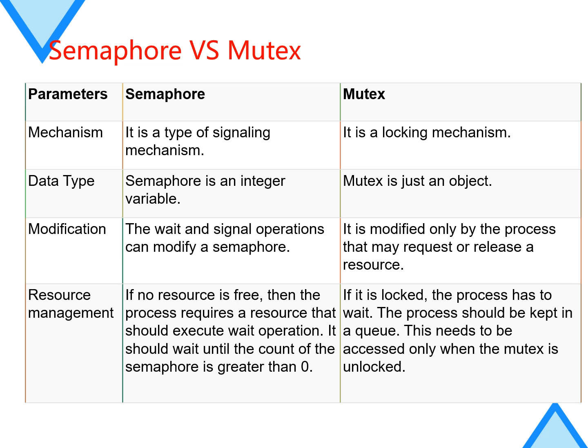At the last point of the lecture, at the last slide, we want to differentiate between semaphore and mutex. So we will discuss these two on different parameters. The first parameter is mechanism. The semaphore mechanism is a signaling mechanism, while mutex is a locking mechanism.